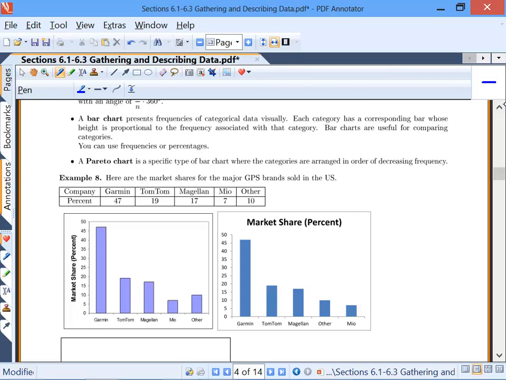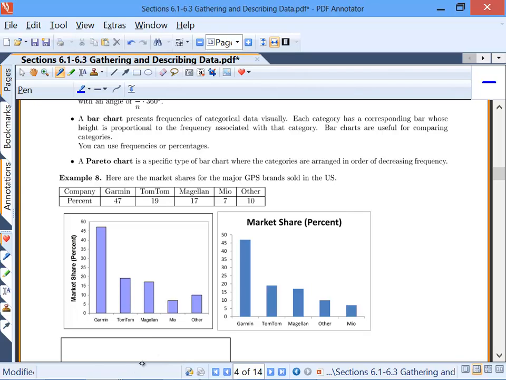The bar chart presents the frequencies of our categorical data visually. Each category has a corresponding bar whose height is proportional to the frequency or percentage associated with that category. Bar charts are useful for comparing our categories, and so are pie charts. You can use either frequencies, or counts, or percentages when you make a bar chart. So when you look at this bar chart, I can see that Garmin has about 47%, TomTom has about 19%, Magellan 17%, etc.